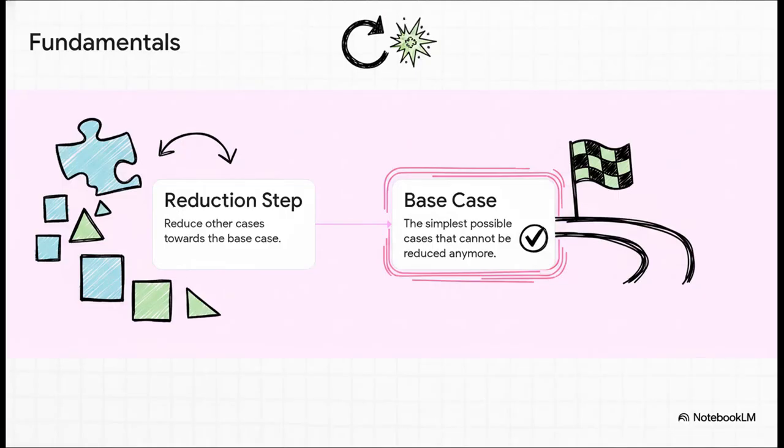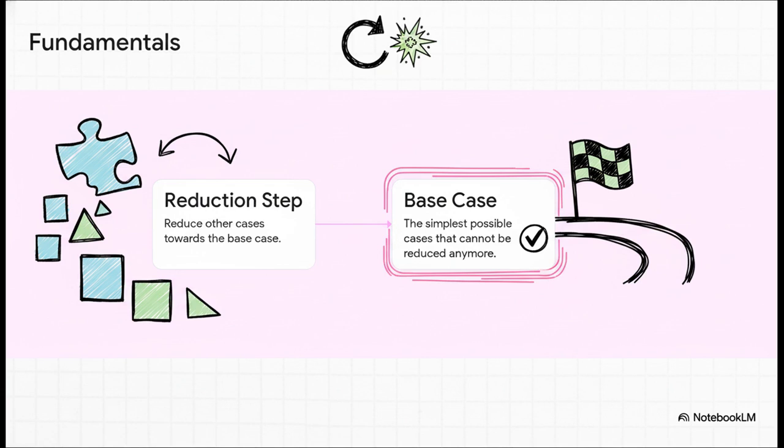Okay, so every single recursive solution needs two things. First, what we call a reduction step. This just means that every time the function calls itself, it has to be working on a simpler, smaller piece of the puzzle. It has to be getting closer to an answer. And second, and this is the big one, it needs a base case. Think of this as the emergency exit.